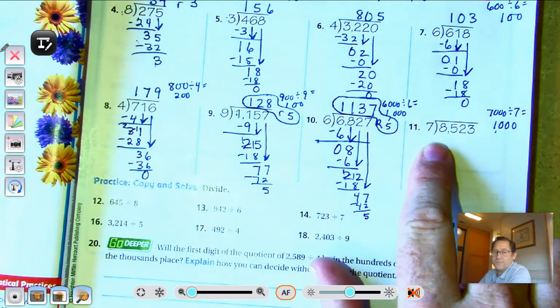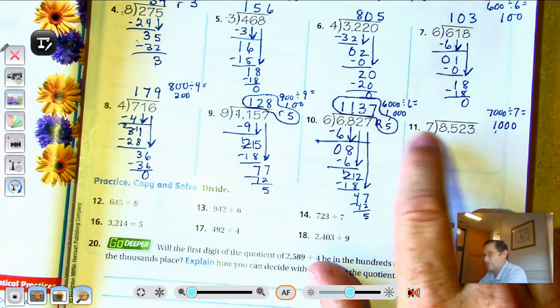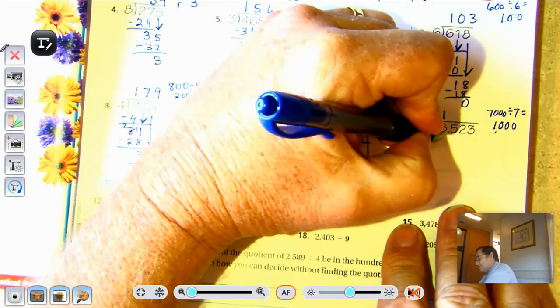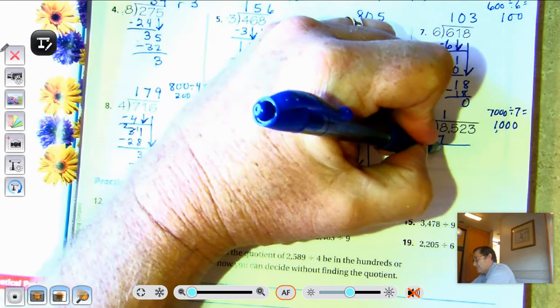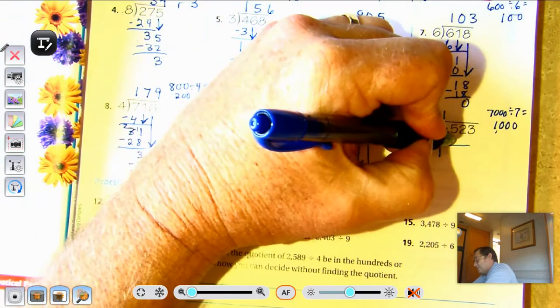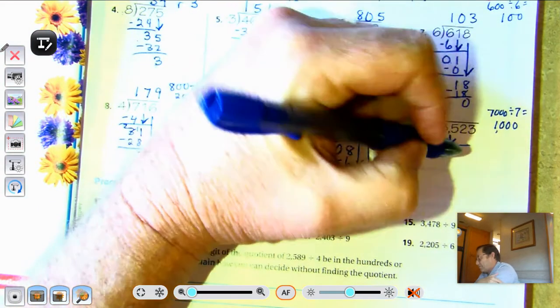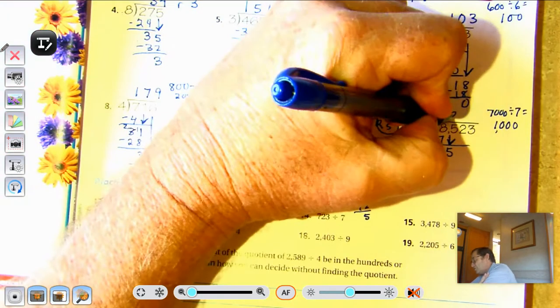So our first digit in the quotient will be placed in the thousands place. 8,000 divided by 7 is 1. 7 times 1,000 is 7,000, leaving us 1,000 when we subtract. 1,000 can't be shared with 7 groups, so we're going to trade that for 10 hundreds, and bring down the 500s that are already there. 15 hundreds divided by 7.